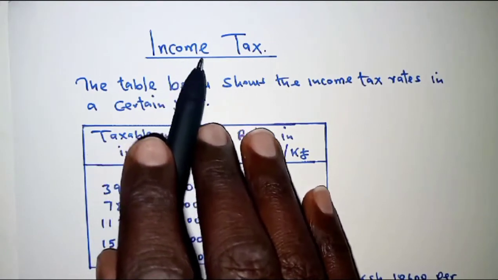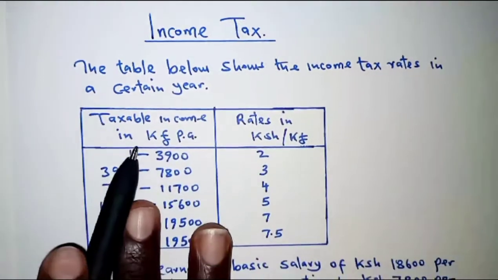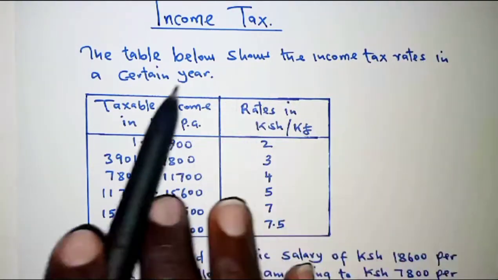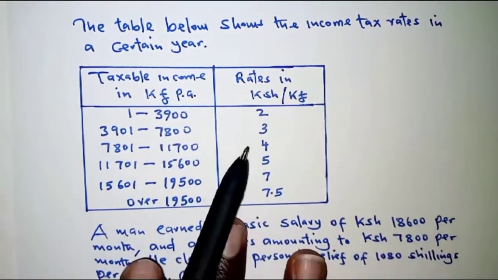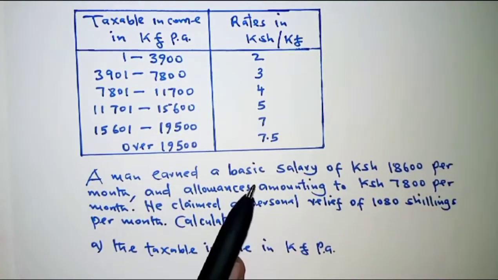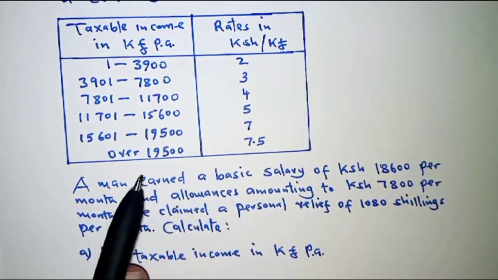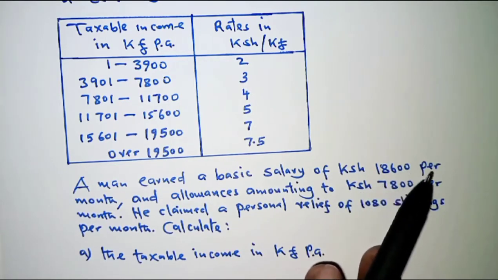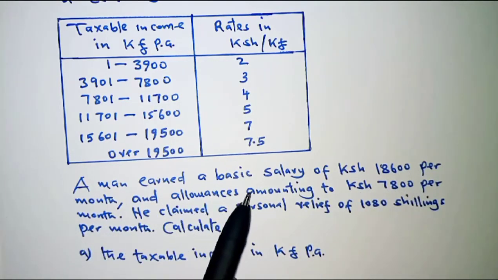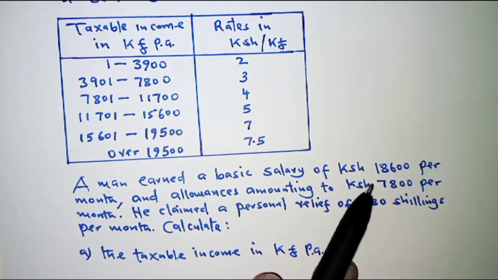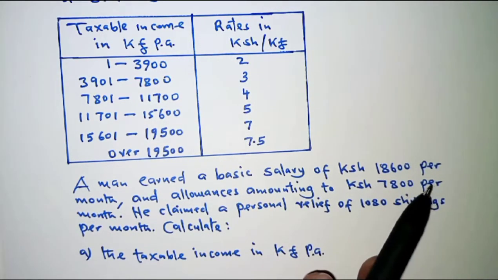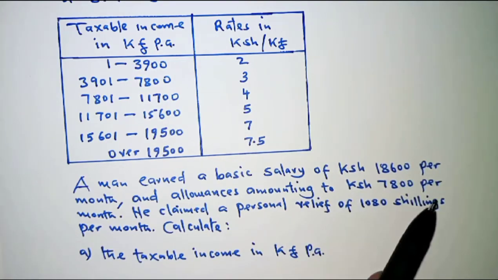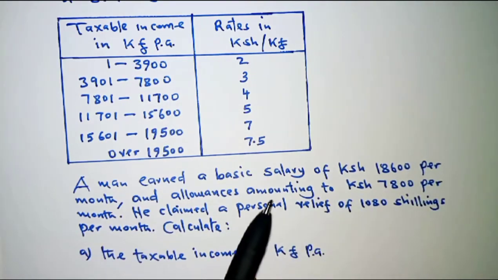The question today is on income tax, and the question reads, the table below shows the income tax rates in a certain year. So we have the table as shown. Then a man under basic salary of 18,600 per month and allowances amounting to 7,800 shillings per month. He claimed a personal relief of 1,080 shillings per month.